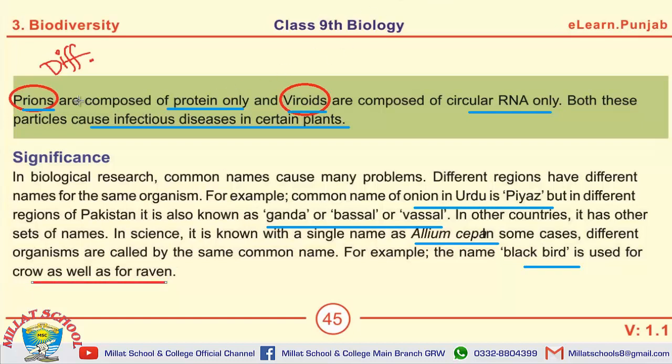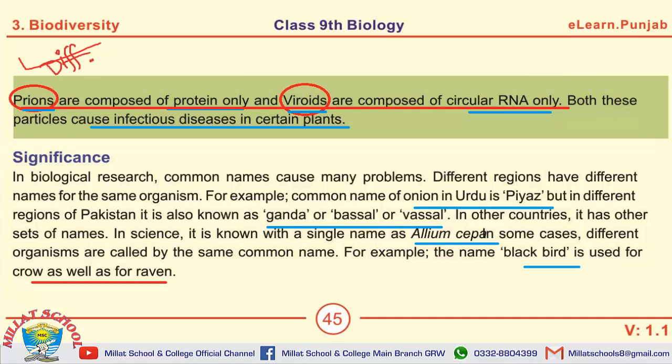There are some short questions. The first short question is: define prions, define viroids, or the question may be asked as: differentiate between prions and viroids. So prions are composed of protein only and viroids are composed of circular RNA only. Both these definitions. And next, significance of binomial nomenclature.